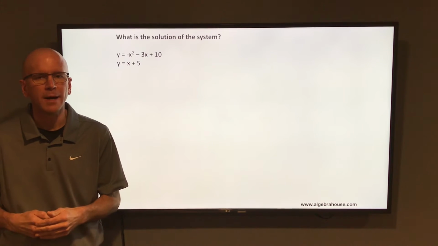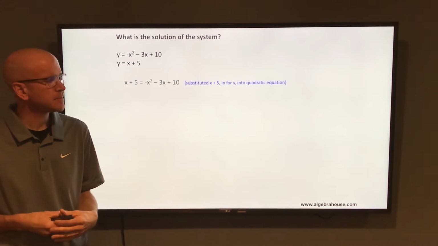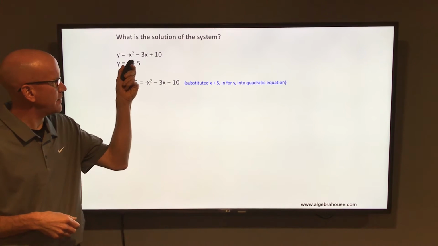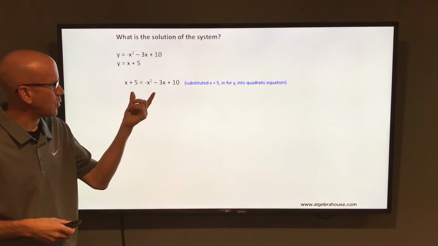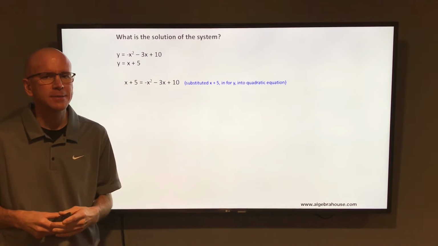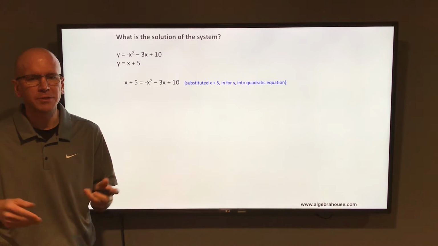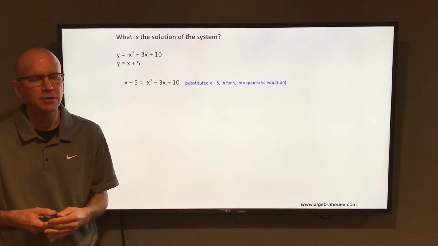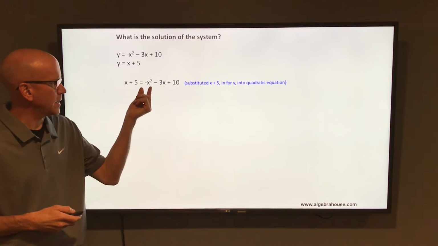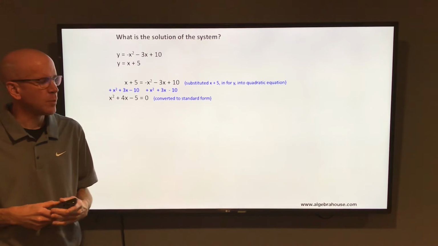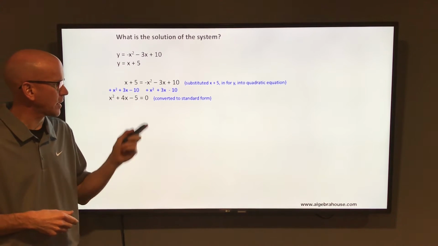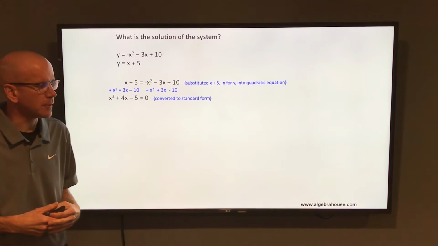Well, if they're both equal to y, that means they're equal to each other. So you can set x plus 5 equal to that negative x squared minus 3x plus 10. Now this is a quadratic equation that you can solve for x. You can get everything to one side equal to 0. Try to keep the x squared positive. It's easier to factor that way. So we're going to add x squared, add 3x, and also subtract 10 from each side. When you do that, you get x squared plus 4x minus 5 is equal to 0.